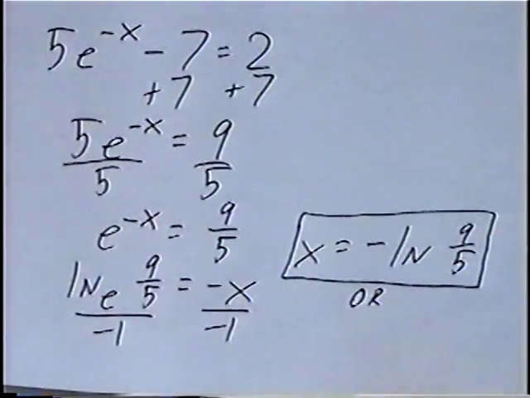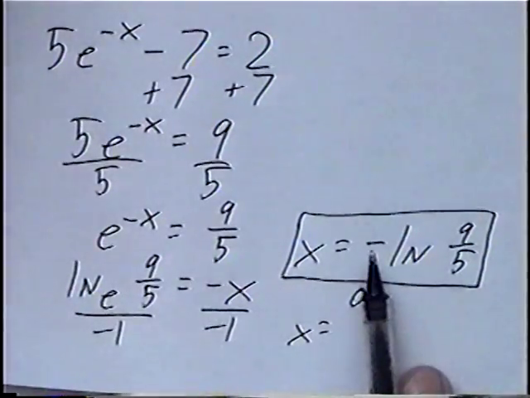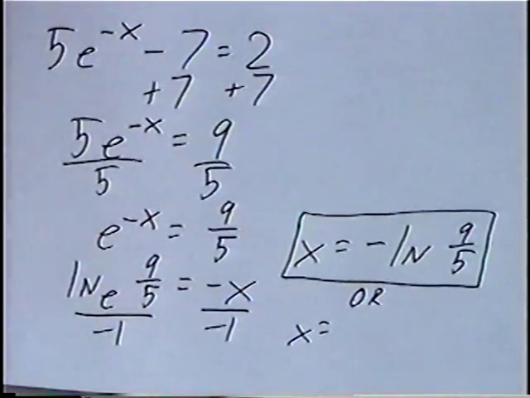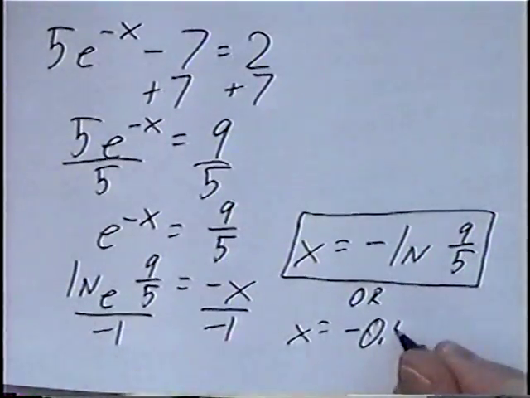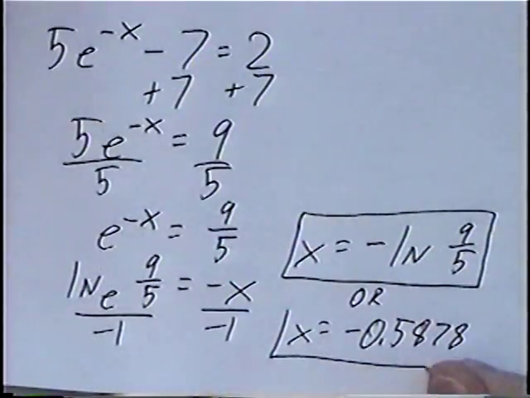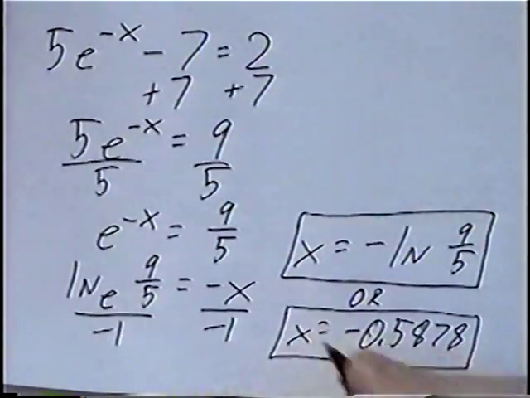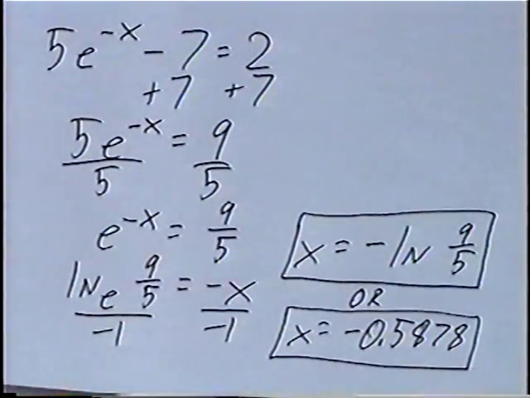Or if you wanted to, you could use a calculator, finding the natural log of 9/5 and taking the negative of that number. The decimal would be negative 0.5878. So two possible answers, either negative natural log of 9/5 or negative 0.5878.